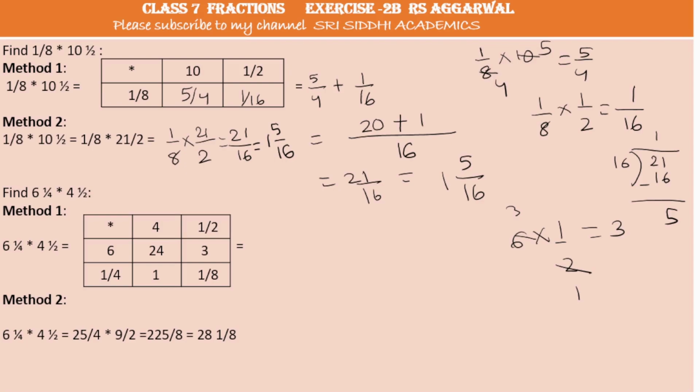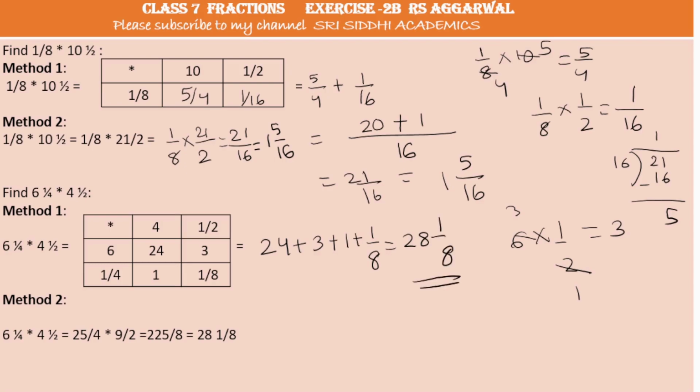There is 1/4 and also 1/4. So 1/4 will multiply with 4. It will be 1, and 1/4 multiplied with 1/2 will be 1/8. So what will come? We add up all these numbers and we get our answer: 24 plus 3 plus 1 plus 1/8. So 24 plus 3 is 27. 27 plus 1 is 28. So it is 28 1/8.